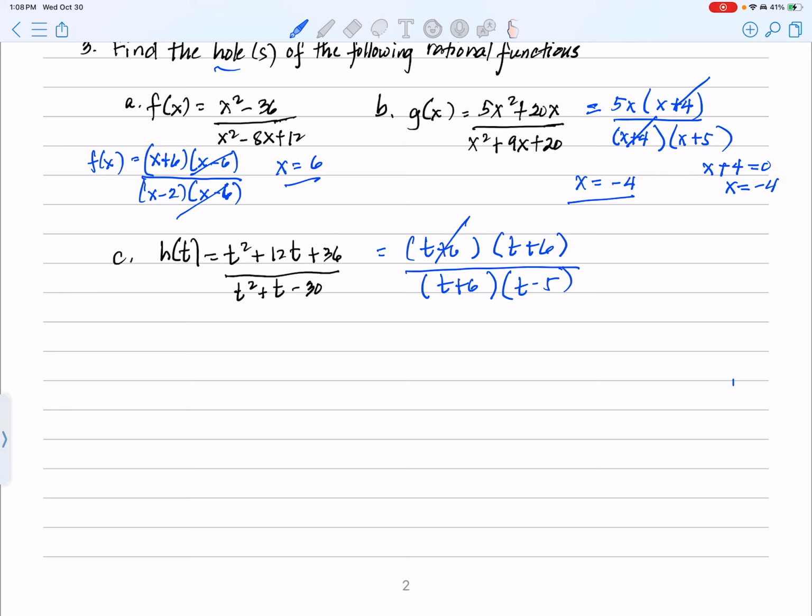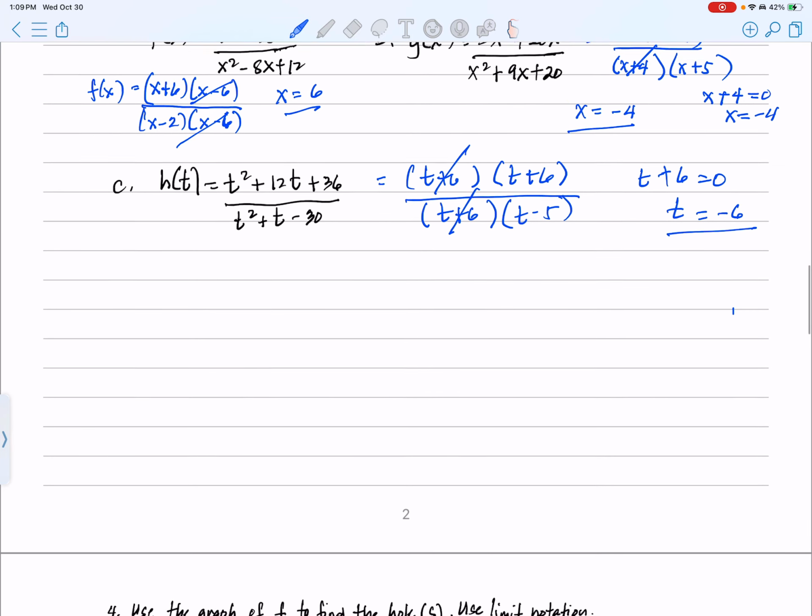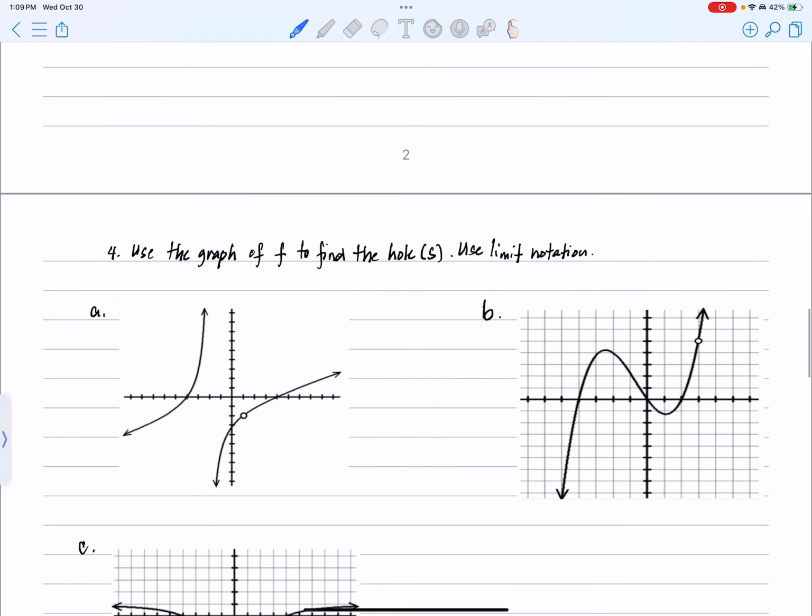So we have a hole there coming from t plus 6. So t is negative 6. That's where the hole is located. Okay. I have so much space here. Let's have the fourth one.